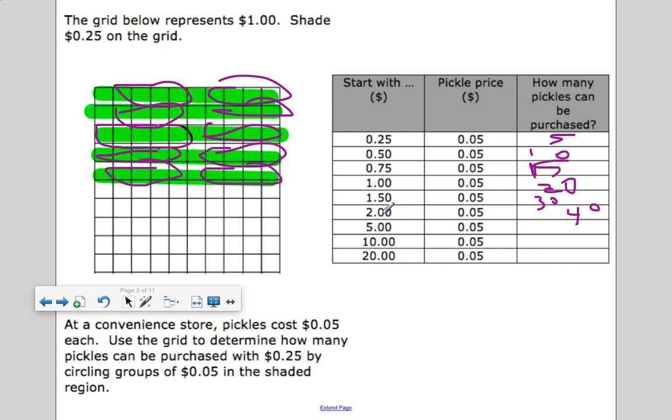So if I have $2, I can have 40. Another $2, I have 40. And $1, I have 20. 40, 40, 20 is 100 pickles.